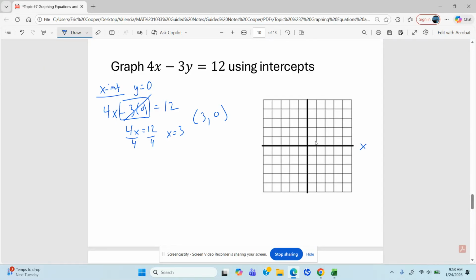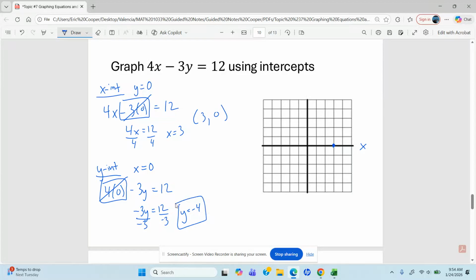It's a positive 3, so I'm going to move 3 to the right and place my point. Remember, an x-intercept always happens on the x-axis. We're going to start over and do the same thing for the y-intercept, but this time we're going to set x equal to 0. So taking the same equation, but now it's 4 times 0 minus 3 times y equals 12. The 4 times 0 becomes 0, so all I have left is negative 3y equals 12. And dividing both sides by negative 3, I get y is equal to negative 4.